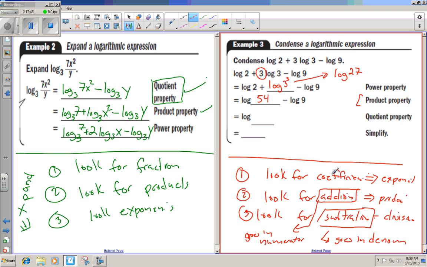So we've looked at the coefficients, we put together with addition. Now the subtraction becomes a fraction or division. The 54, things that are positive, go in the numerator. Things that are being subtracted go in the denominator. So when you simplify this, it becomes log of 6. And you could evaluate this if you wanted to. Log 6 is 0.778.